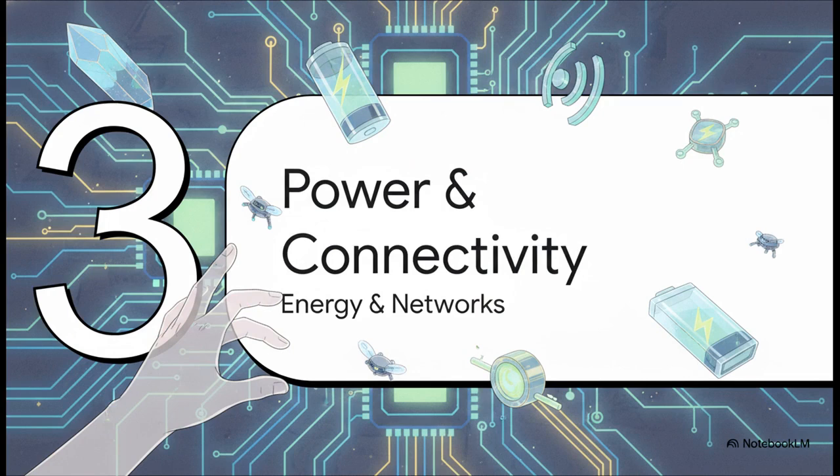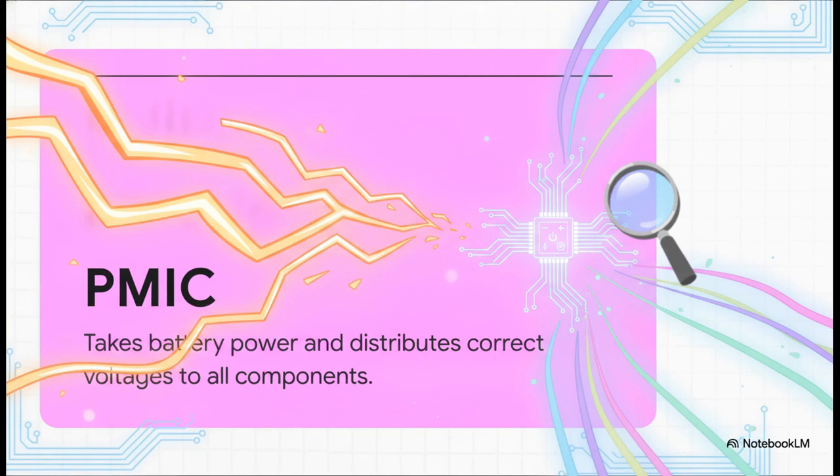But hey, a brain needs energy, right? That brings us to Section 3, power and connectivity systems. Here is where we introduce a highly critical engineering component, the PMIC, or Power Management Integrated Circuit. You see, the battery can't just power chips directly. Why? Because different components need completely varying voltage levels across the board.